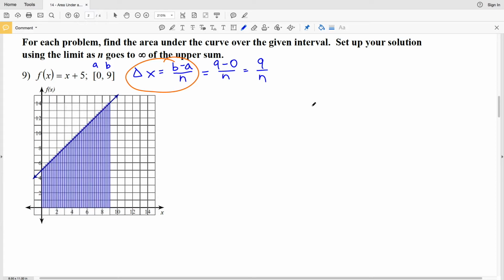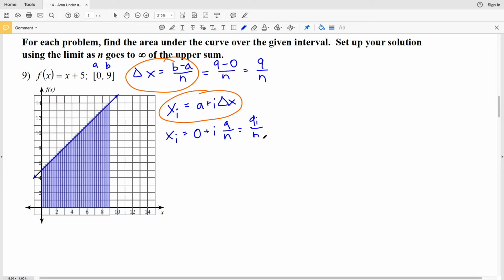Also, it's important to take into account the start of our interval. So x sub i is going to equal a plus i times delta x. So we know that our a value is 0, and we know that delta x is 9 over n. So x sub i equals 0 plus i times 9 over n, which is going to equal 9i over n.